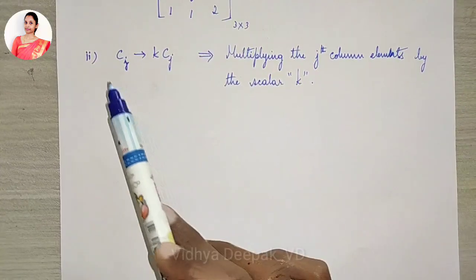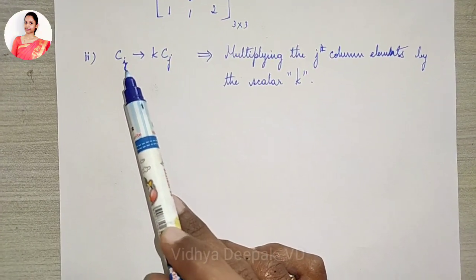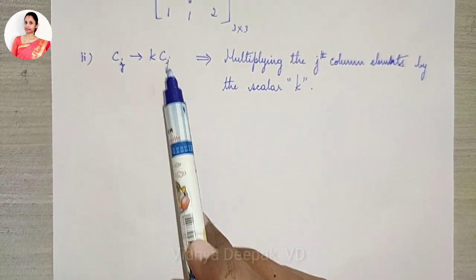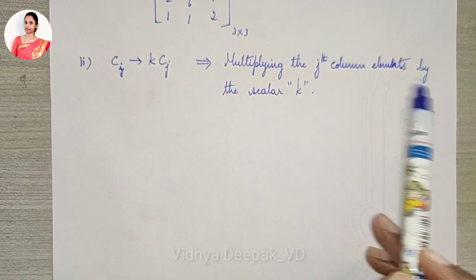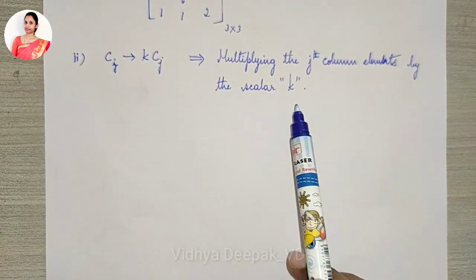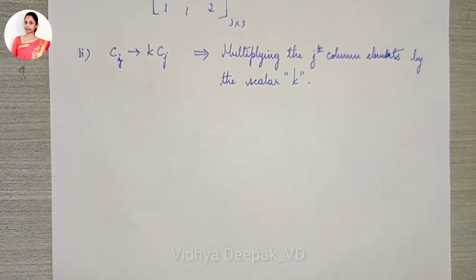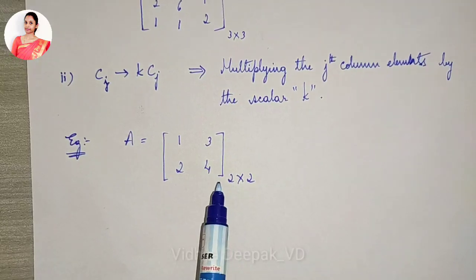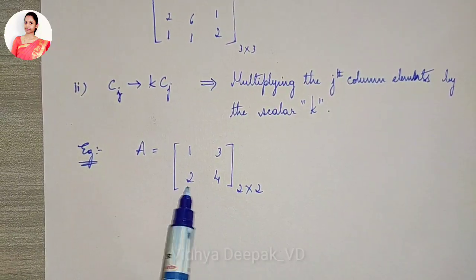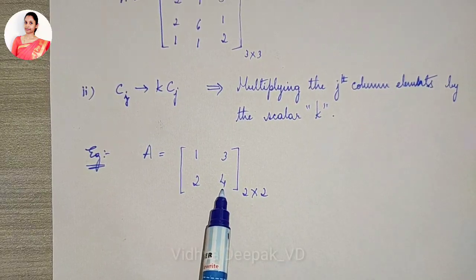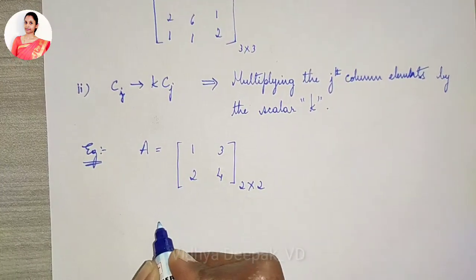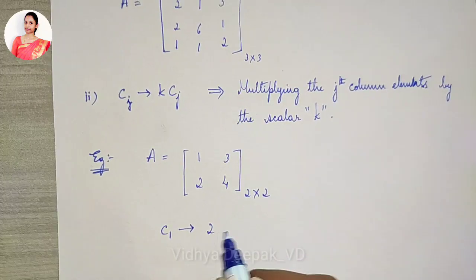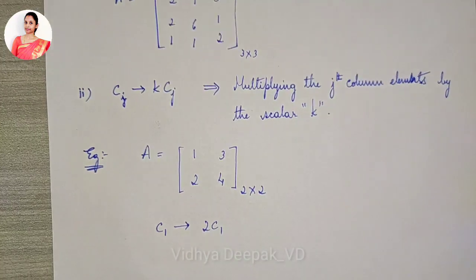Okay, we'll see the next one. The second property is that we change the jth column Cj to k times the jth column. That is, we multiply the jth column elements by the scalar k. We'll understand this better using an example. Here we have a matrix A, a 2 cross 2 matrix, 1 2 3 4. The first column contains 1, 2, and the second column contains 3 and 4. Here I'll multiply C1 with a scalar, which can be any number. I'll take 2, so I'm multiplying C1 with 2, that is 2 into C1.